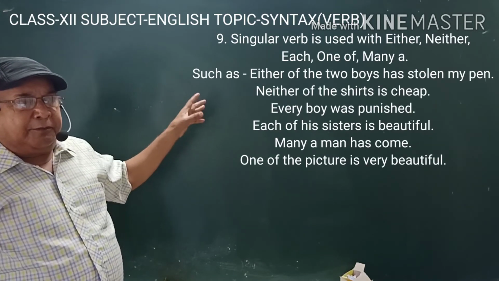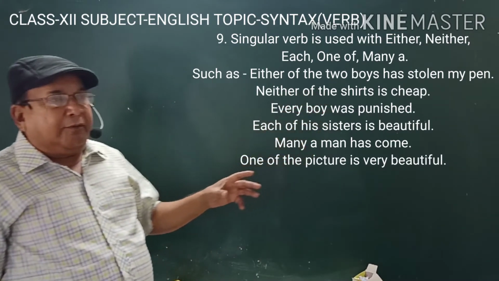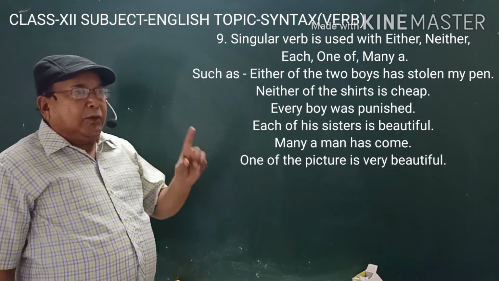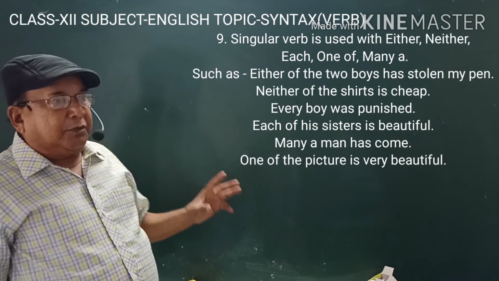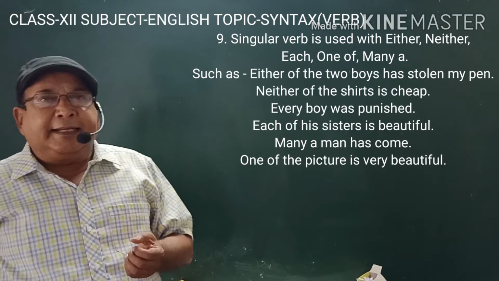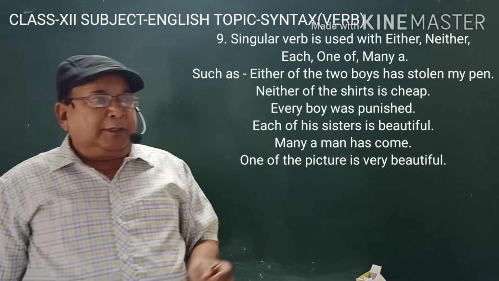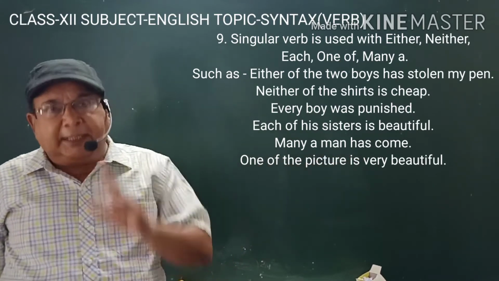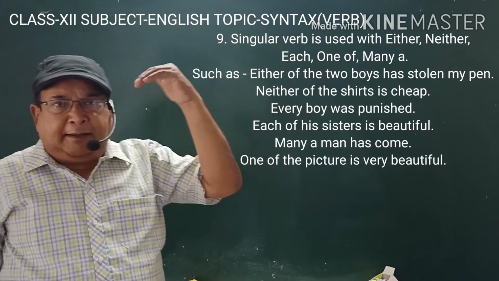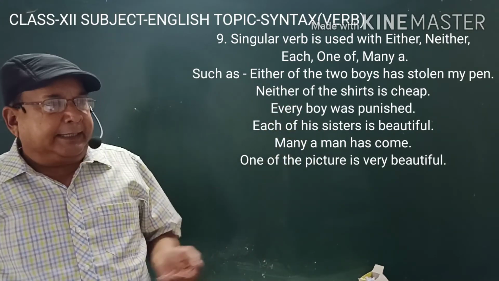Singular verb is used with either, neither, each, one of, many a. If these words are given, a singular verb will be used. For example, either of the two boys has stolen my pen. Because either is used, that's why the singular verb has been used. Another example, every boy was punished. So the verb was has been used because the word every is there.